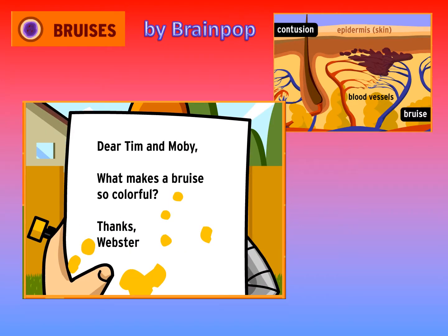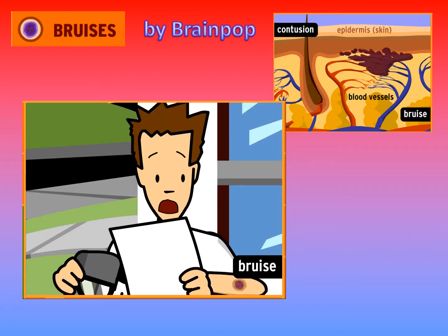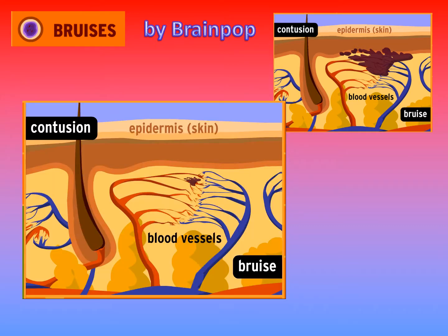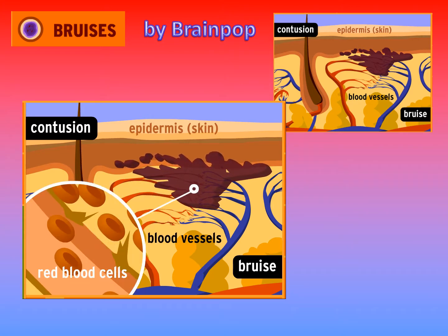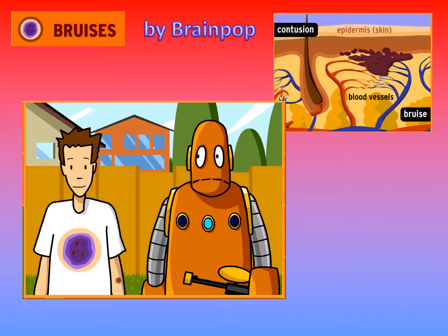Dear Tim and Moby, what makes a bruise so colorful? Thanks, Webster. A bruise, like the one that's forming on my arm right now, is a blue or purplish mark that you can see on your skin. It's also called a contusion. A bruise means that blood vessels have broken deep down under your skin. The purple-blue color is caused by red blood cells leaking out of those broken blood vessels. Oh, don't worry, it's usually not very much blood at all.